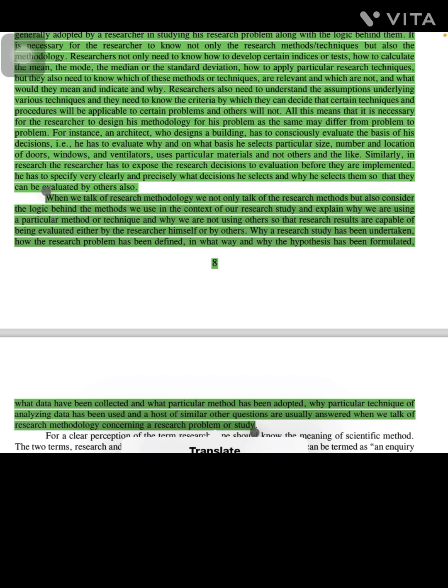Why a research study has been undertaken, how the research problem has been defined, in what way and why the hypothesis has been formulated, what data have been collected and what particular method has been adopted, why particular technique of analyzing data has been used, and a host of similar other questions are usually answered when we talk of research methodology concerning a research problem or study.